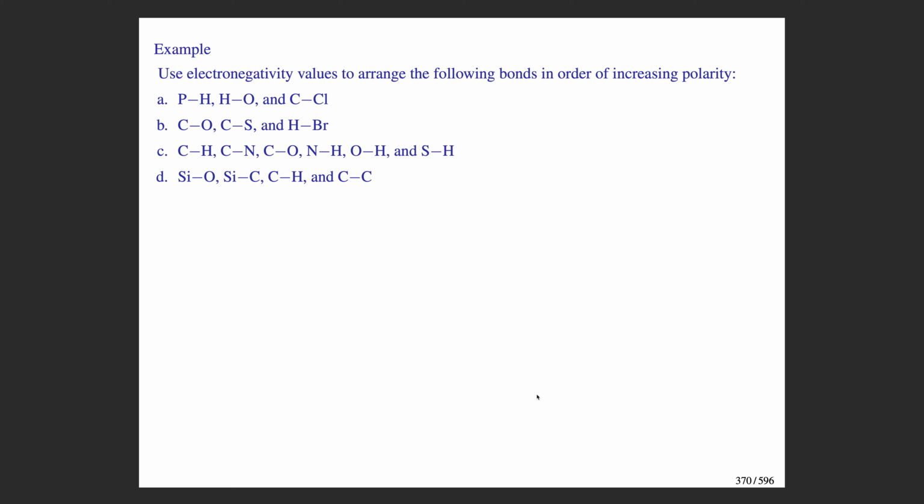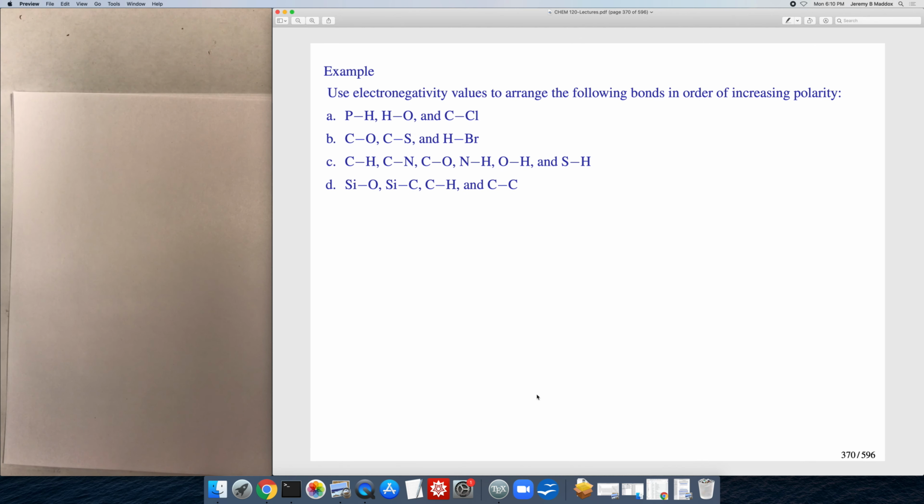So in this example, we are being asked to choose which of these bonds are more polar or less polar. It turns out that the larger the electronegativity difference between the atoms which make up the bond, the more polar the bond will be.